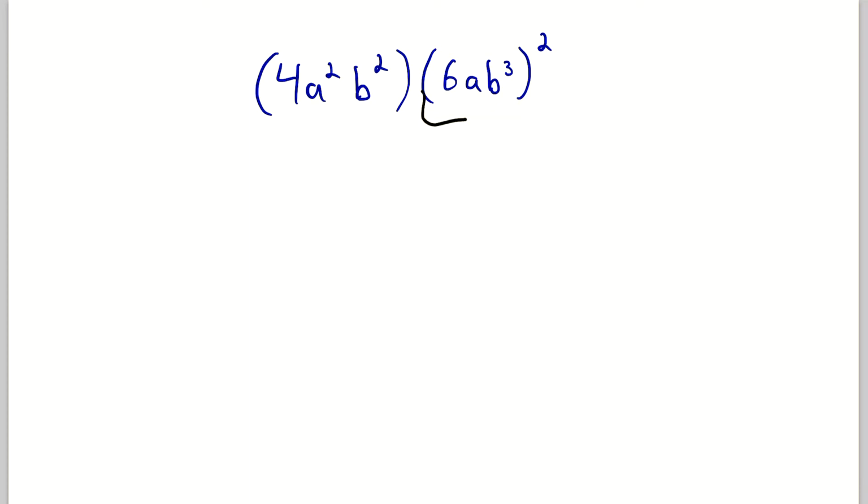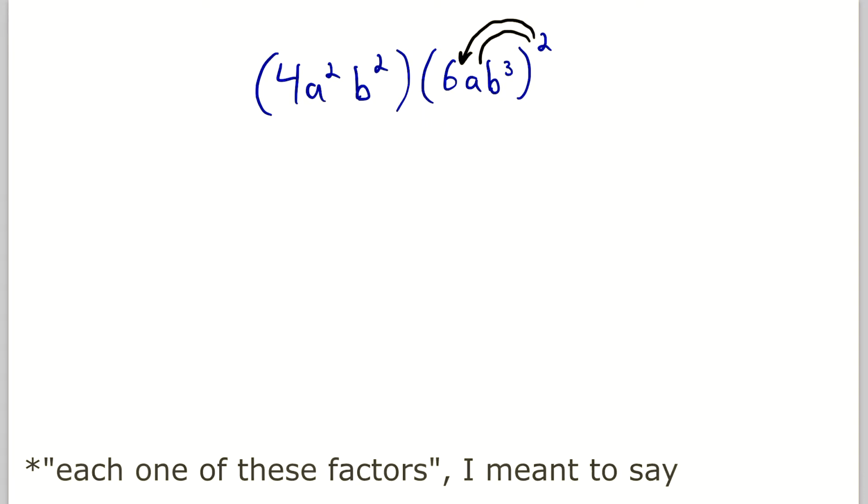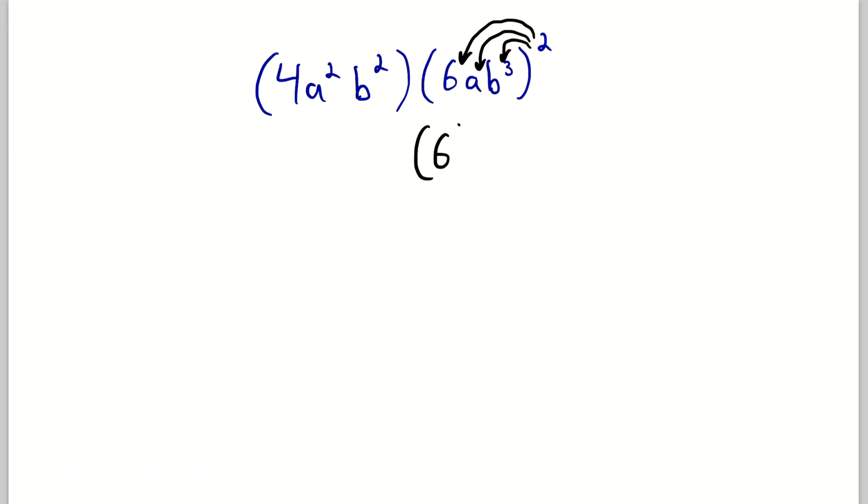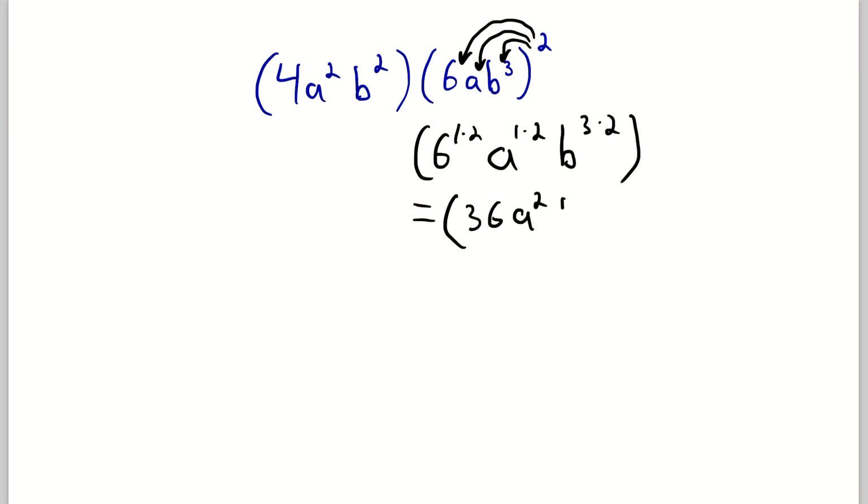Well, since the only operation in here is multiplication, we can just multiply 2 by the exponent of each one of these terms. So that's 6 to the power of 1 times 2, because it's originally to the power of 1. And then we've got a to the power of 1 times 2. And then we've got b to the power of 3 times 2. That's how all of that works. This, of course, is just equal to 6 squared, which is 36, multiplied by a squared, multiplied by b to the power of 6.